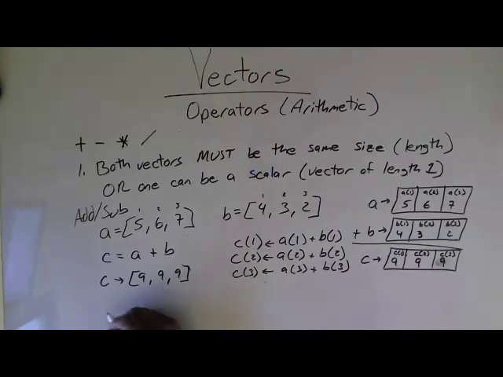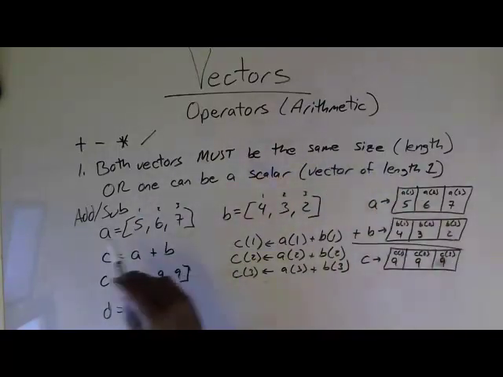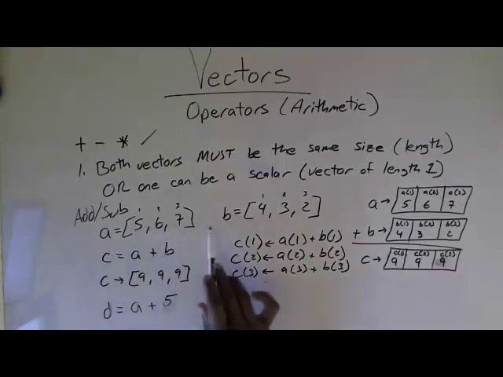Let's see if I can squeeze another example in here. Well, let's not go to subtraction yet. Let's go to the scalar part. That's when both vectors are the same size. Or you can do A plus 5. If you did D equals A plus 5, then this is a scalar. MATLAB is smart enough to know that since this is a scalar, it's going to add the value 5 to each element in vector A.